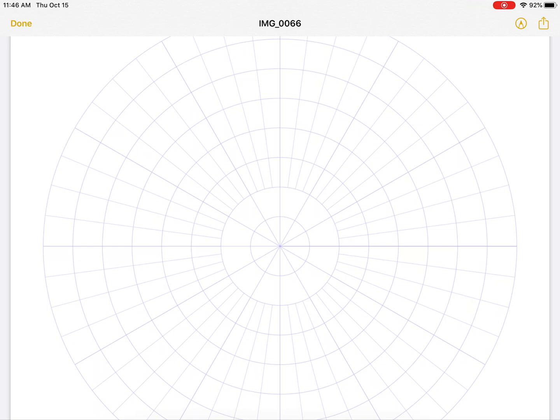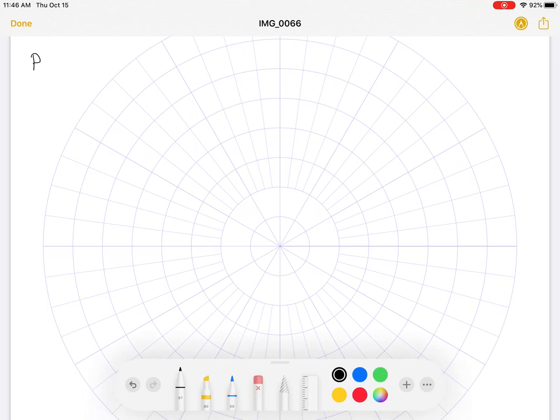And so if we wanted to graph the point 2 comma pi over 6, you would start here and you'd go 2 units out to here, and then you rotate pi over 6. So that's pi over 6. It's pi over 4. It's pi over 3. So you'd rotate, and there's your point there, 2 comma pi over 6. Right.